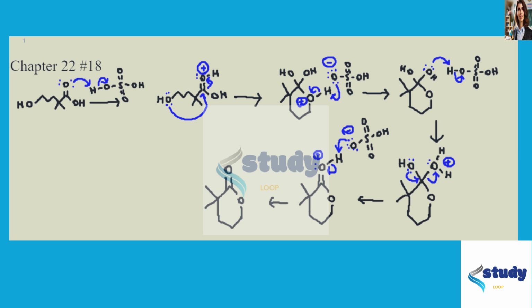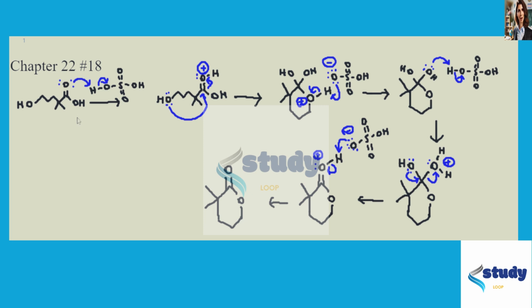This is the answer to Chapter 22, problem number 18 from the Smith Organic Chemistry textbook. This problem is asking us to draw a stepwise mechanism for this Fischer esterification, and it's an intramolecular Fischer esterification. So the alcohol and the carboxylic acid are part of the same molecule, and we end up with a cyclic ester or a lactone, as they are also known.